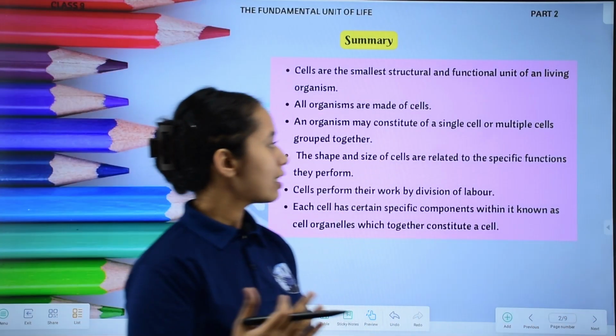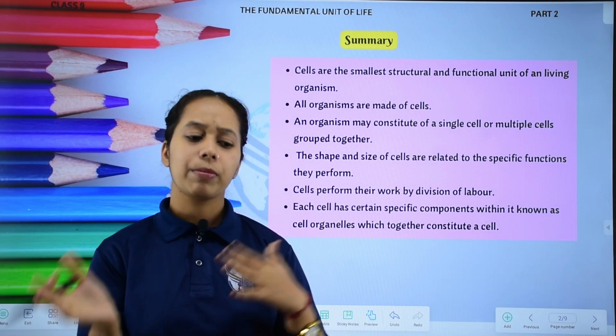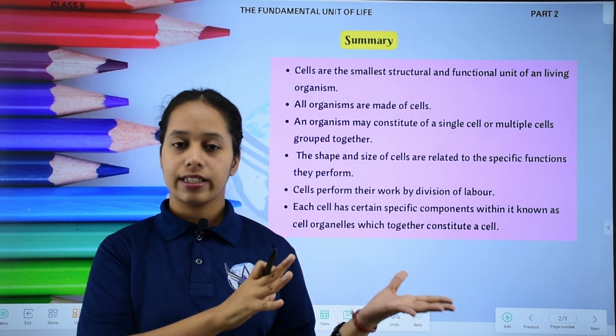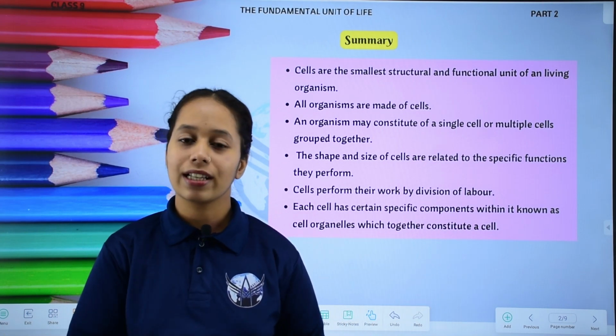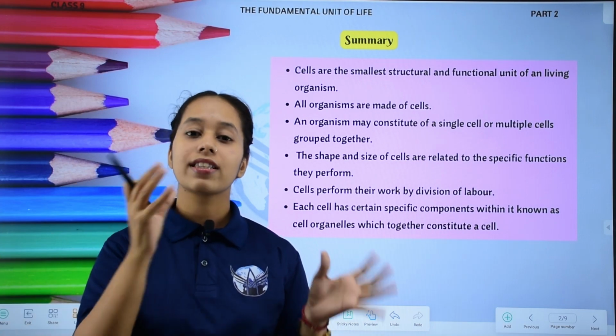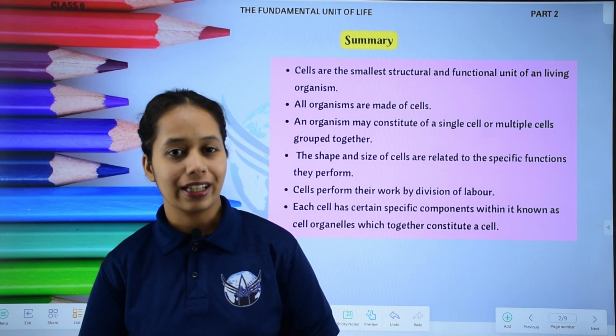Okay. So last class we discussed that all organisms are made of cells. Maybe one cell or maybe more than one cell. If an organism is made of only one cell, then those kinds of organisms are known as single-cell organisms or unicellular organisms, and if it has more than one cell, then they are multicellular organisms.